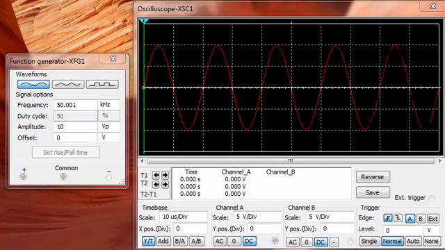This is a quick demonstration of how to use an oscilloscope. You can think of the oscilloscope as an x-ray of what's inside the circuit. So in this case, what we're looking at is a waveform.